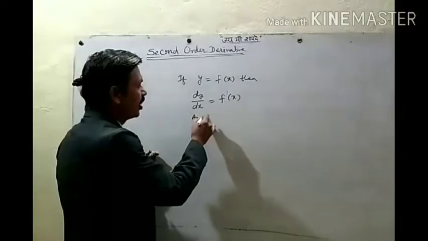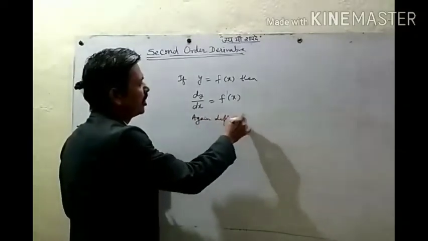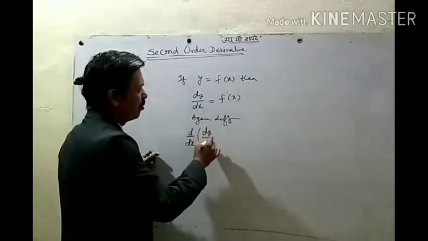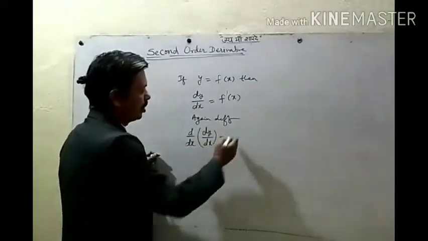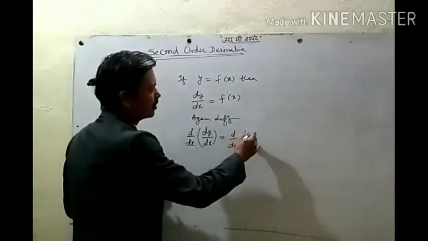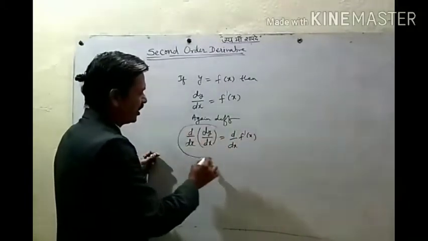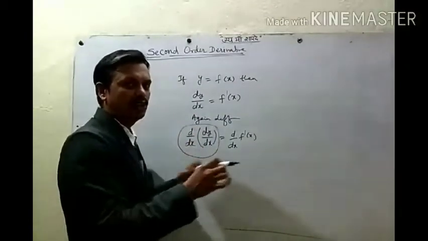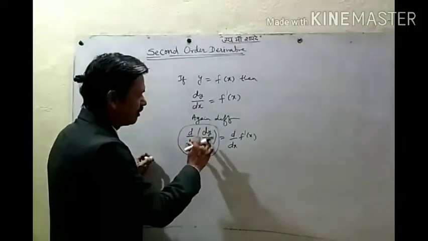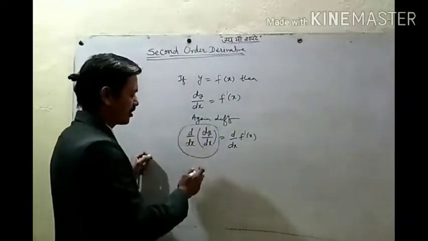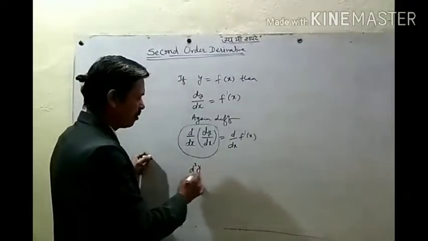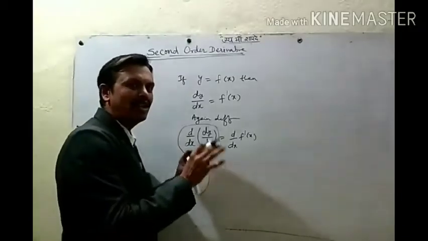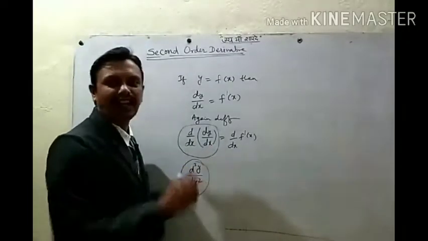If we differentiate again, then on the left side we get dy by dx of dy by dx, and on the right, dy by dx of f dash of x. This left hand side is called the second order derivative of y with respect to x. The derivative of dy by dx, we denote by d2y by dx square, which is called the second order derivative of y with respect to x.